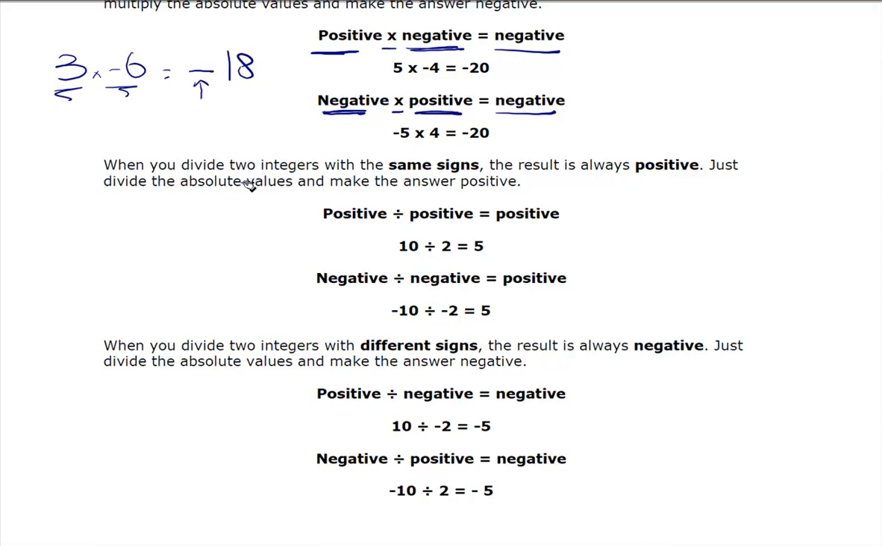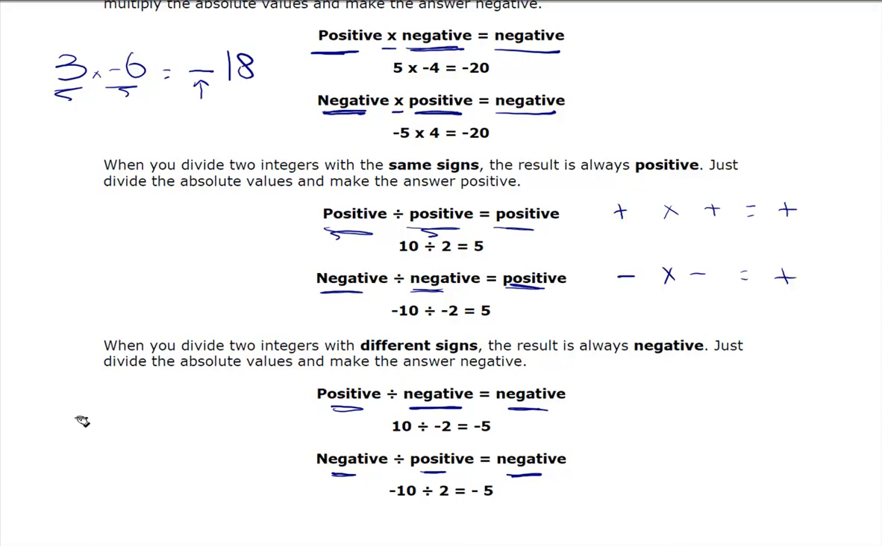However, if both numbers are the same sign, then the answer is always going to be positive. Like, positive divided by positive is positive. Negative divided by negative is positive. Same thing. Positive times positive is positive. Negative times negative is positive. Okay? Positive divided by negative. Since they're different signs, then the answer is always negative. Negative divided by positive. Different signs, always negative.